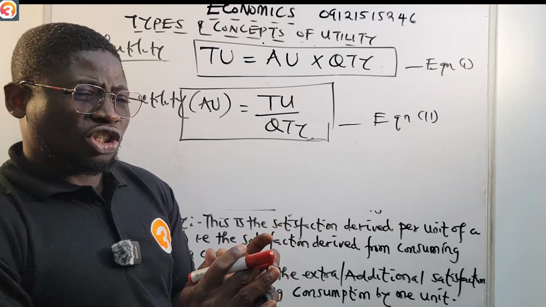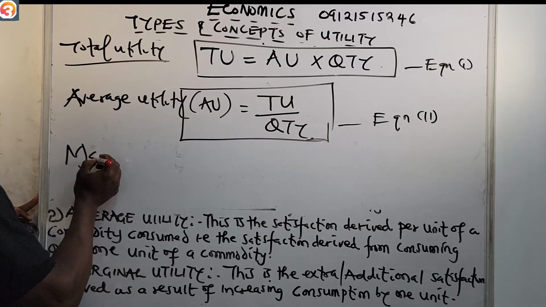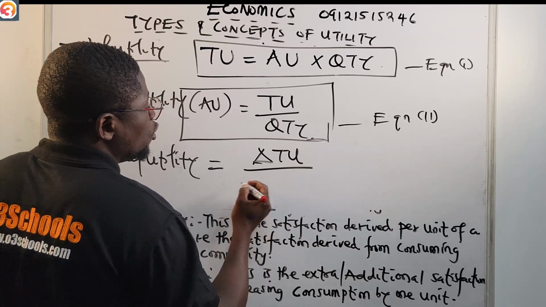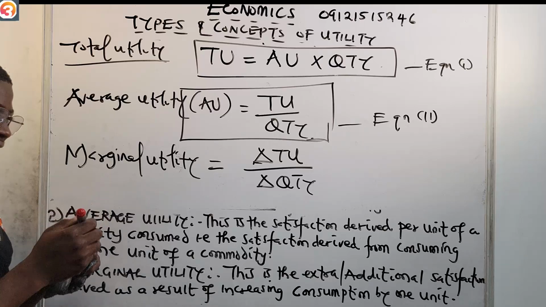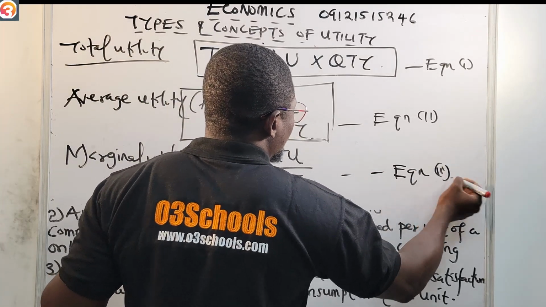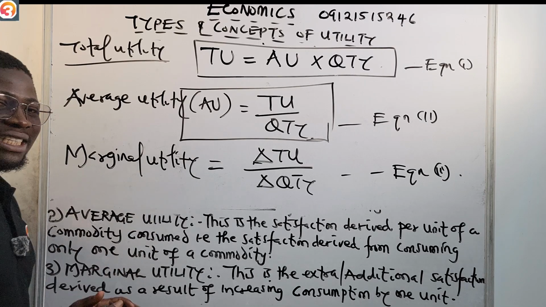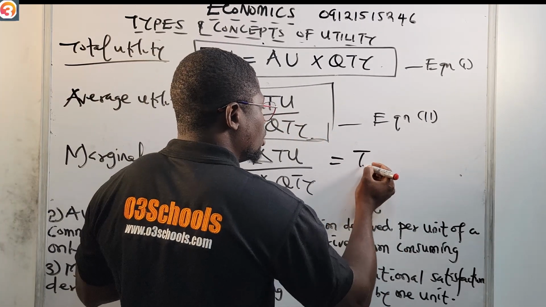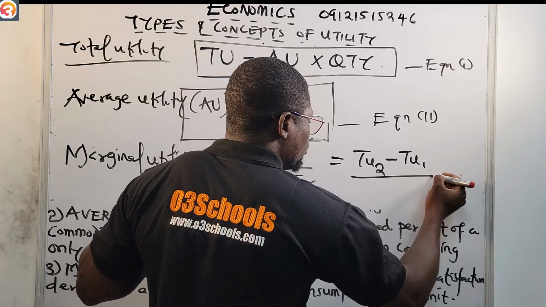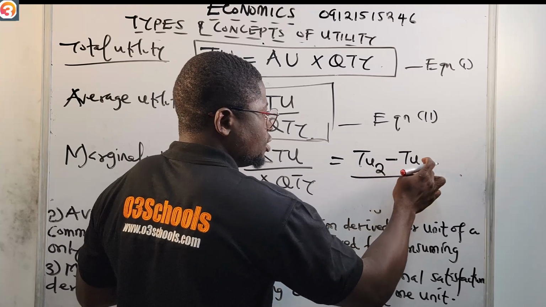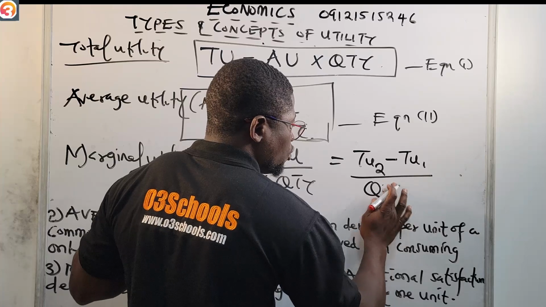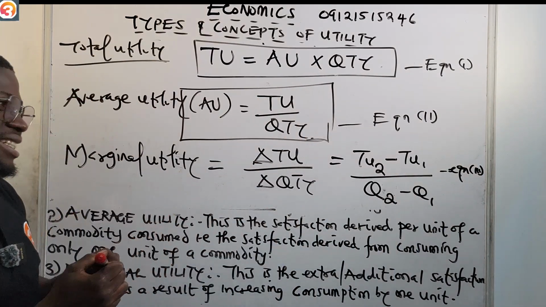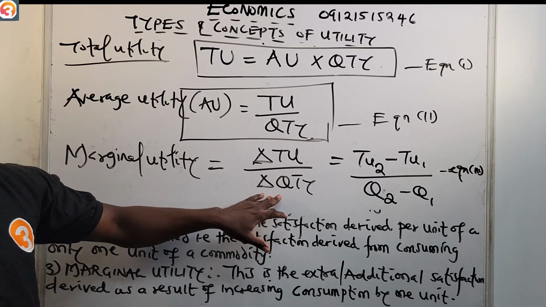Now let me give you the illustration. But before I give you the illustration, let us see the formula for marginal utility. Marginal utility is equal to the change in total utility over the change in quantity. This is the formula for marginal utility. This is equation number 3. Please, you must know this formula. Marginal utility is change in total utility over change in quantity. For example, this may mean TU2 minus TU1, which is the change from 1 to 2, over Q2 minus Q1. So this is equation 3. That is marginal utility: change in total utility over change in quantity. Please take note of it.